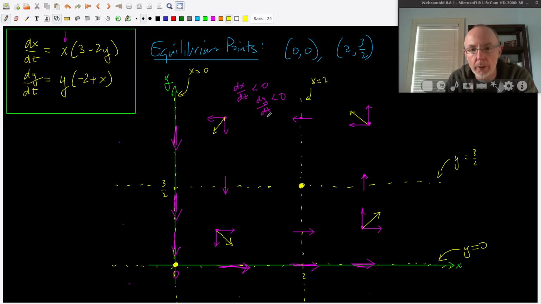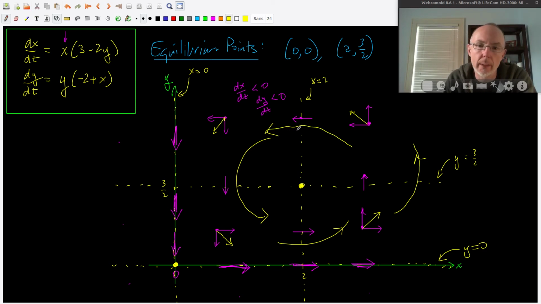So if you think about what the curves look like here, somehow the curves must be doing this. The solution curves must be going and circling round, because you can see there's a flow here. There's a circular flow going around these points.